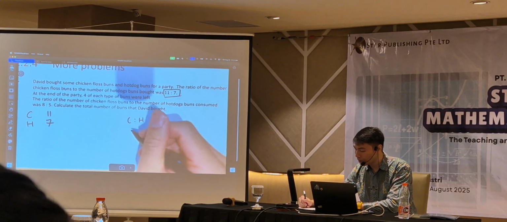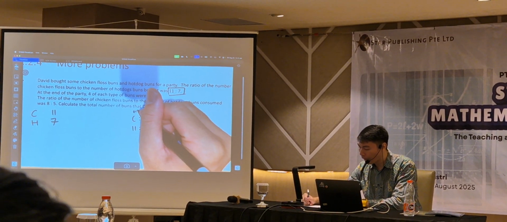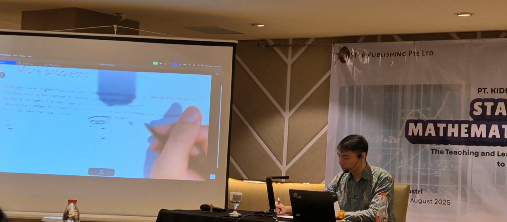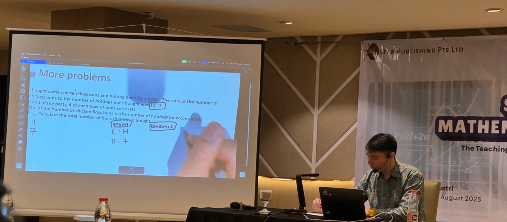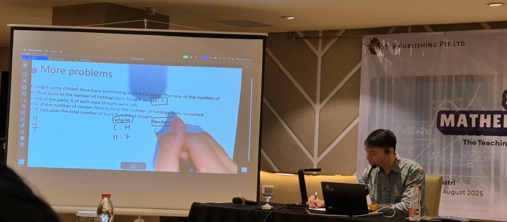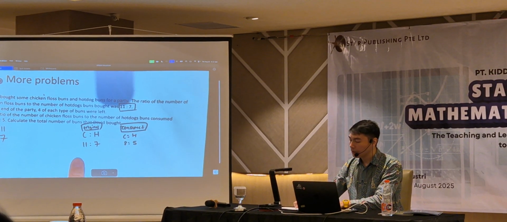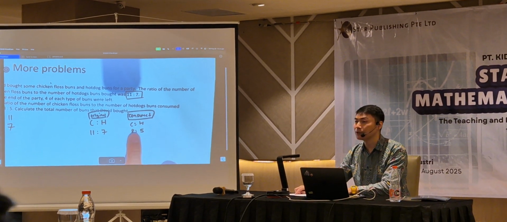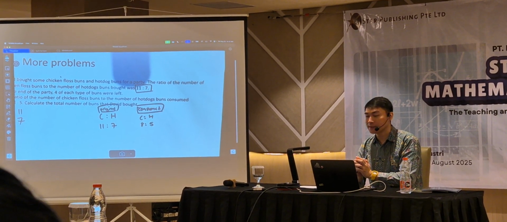Chicken is to hot dog, 11 is to 7. This is the original. This is the consumed. Chicken is to hot dog would be 8 is to 5. Right? So the difference is 3, the difference is 4, the difference is 3. Let's make the difference the same because the difference should be the same.